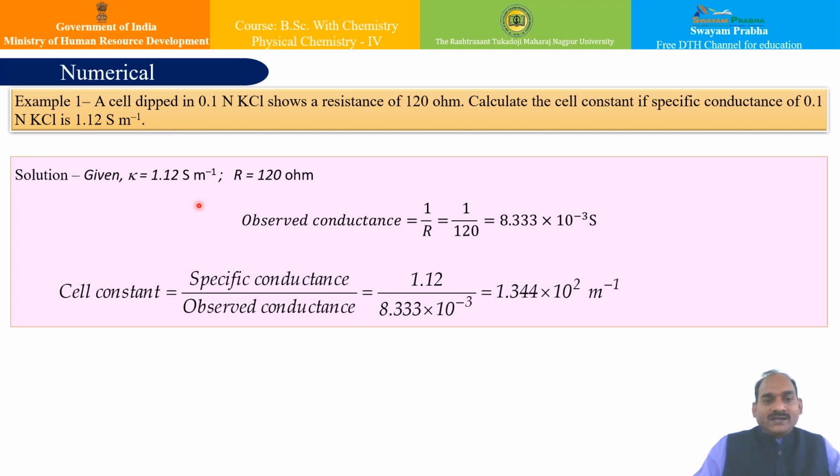So, very simple. I have been provided with the specific conductance, and the resistance is given, so the observed conductance is equal to 1 upon R, which is 1 upon 120. That is the observed conductance, so it can be calculated. Once the observed conductance is calculated, I can calculate the cell constant in the following manner. You can substitute the values over here and you can get this particular result.